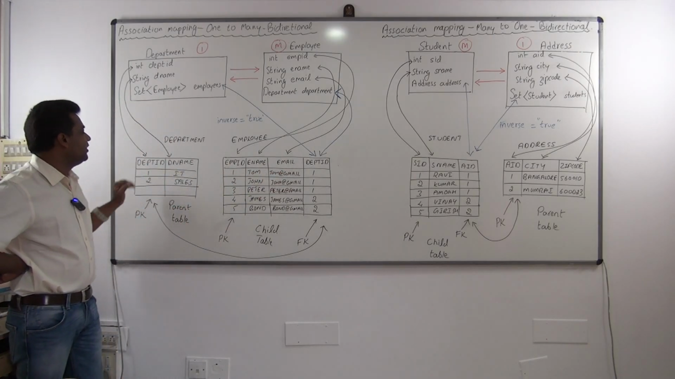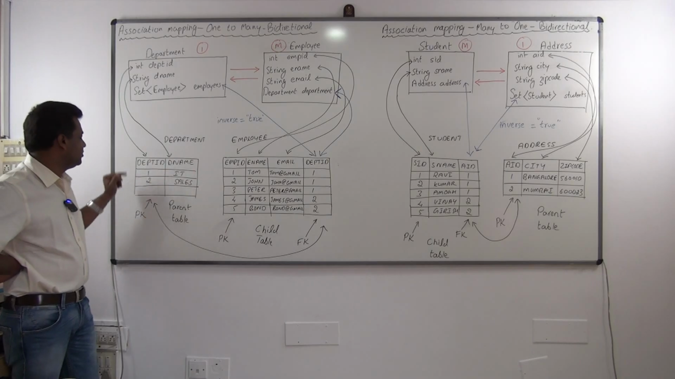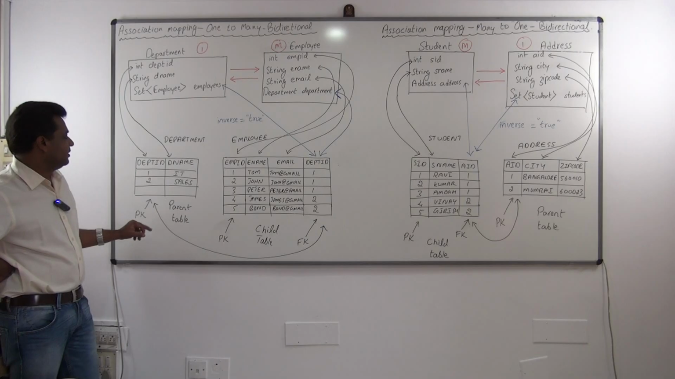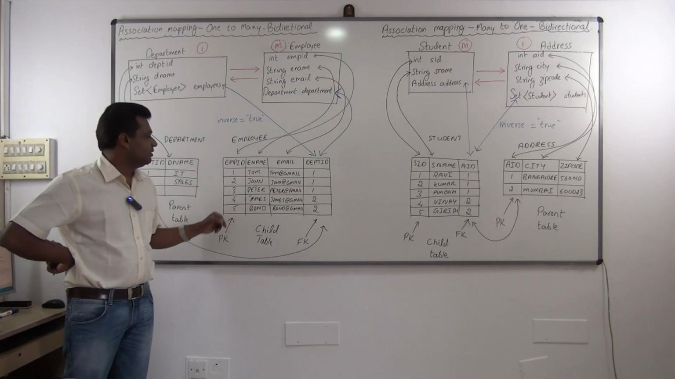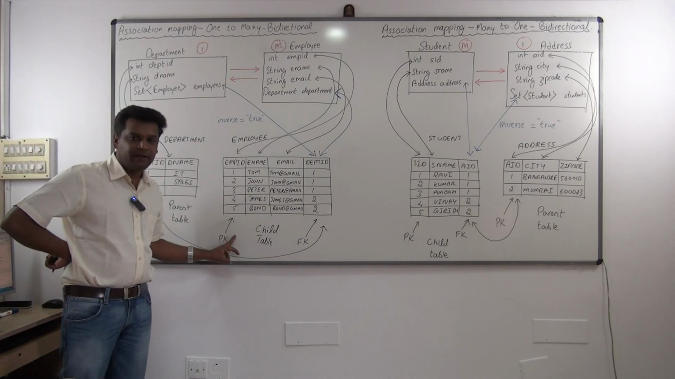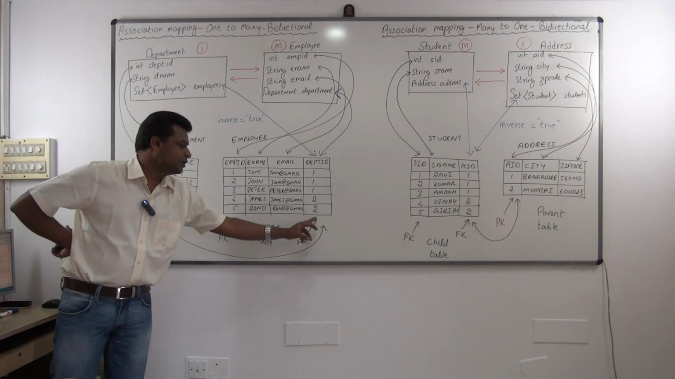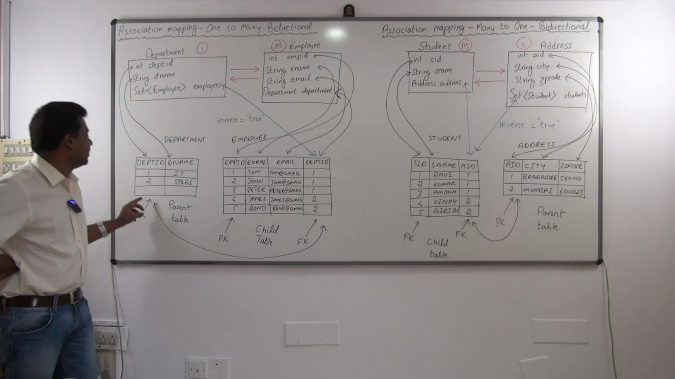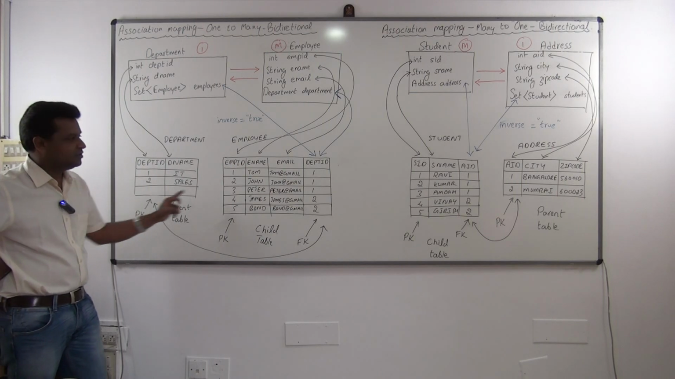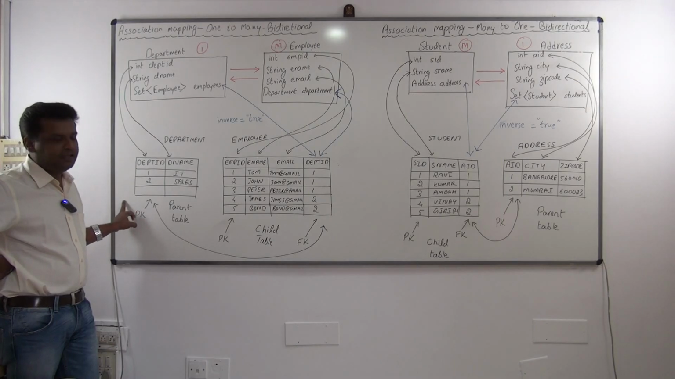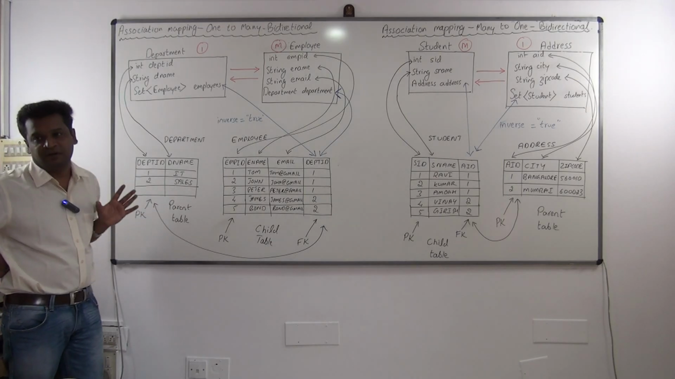Now again, in the department table these are the two columns, and department ID is the primary key. In the employee table, EMP ID is the primary key. We have one more column, department ID, which is the foreign key. Foreign key means this department ID is referencing the primary key of the department table. So this is the design of our tables now.